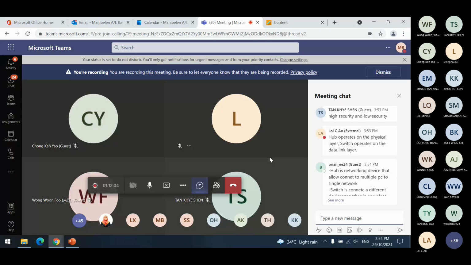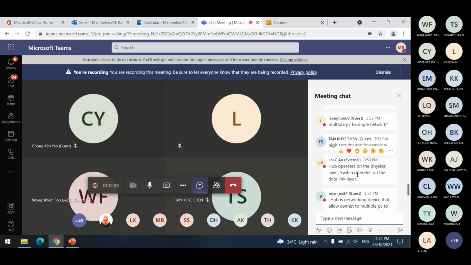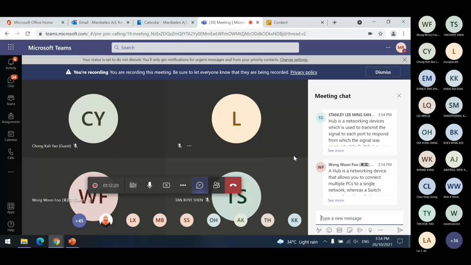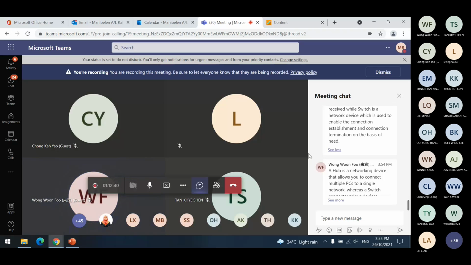Anyone else? Anyone else? Please try. What is the main difference between switch and hub? Hub is a networking device which is used to transmit the signal to each port, to respond from which signal was received, while switch is a network device which is used to enable the connection. Not really. Hub is a networking device that allows you to connect, no.